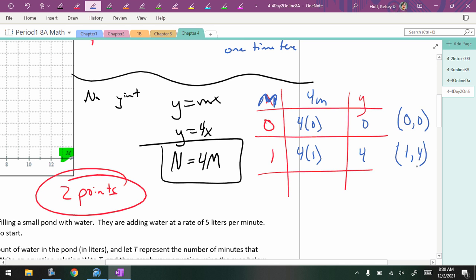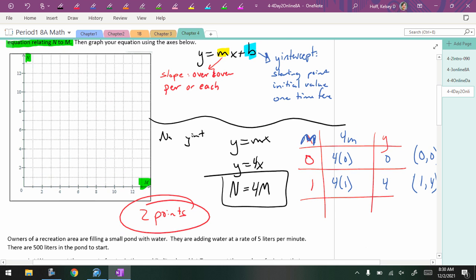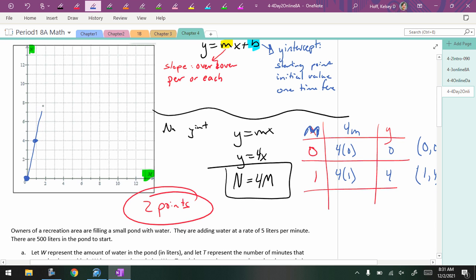So then we go over to our graph. Nicely done, you guys. I like it. 0, 0. And then over 1 and up 4. And then we would use that line tool to graph it. Okay? No fractions today.